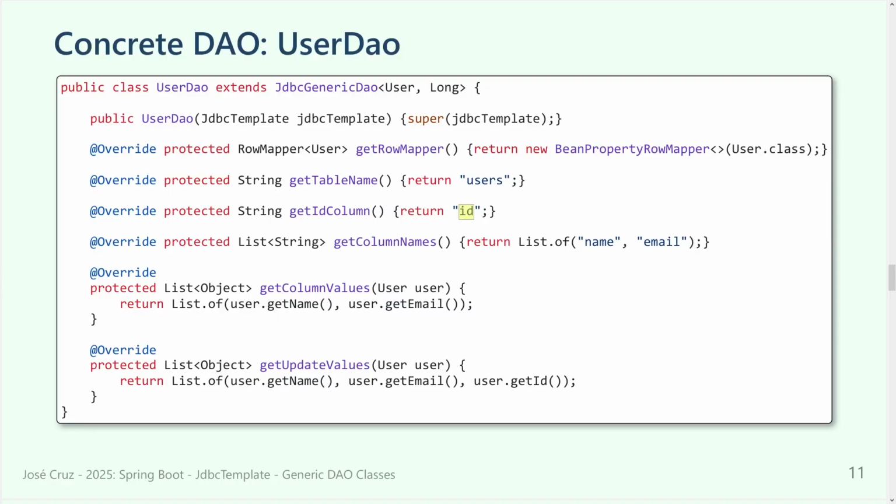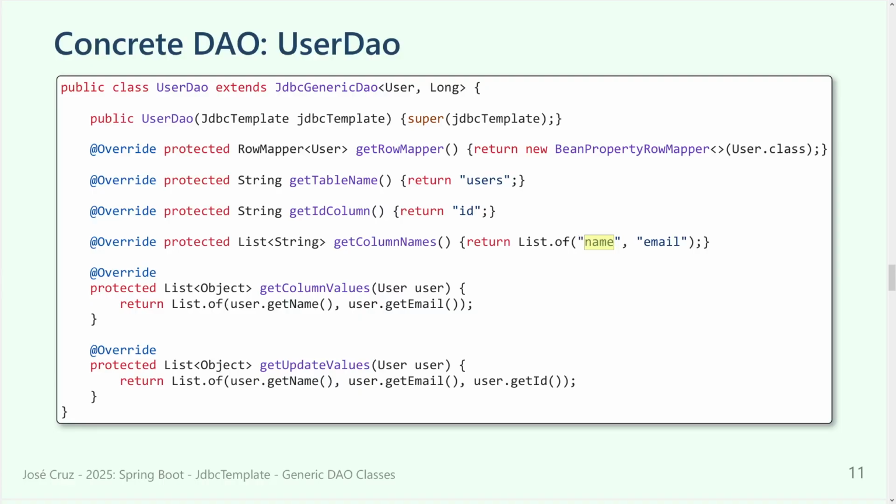Now the column names that will participate, for instance, in an insert. So we have this name and email. But for instance, if the ID was not an auto number, you would put the ID here also. But since the ID is a column that is only used in the update and delete, not in the insert, because it's auto-generated, you don't put it in the column names here.